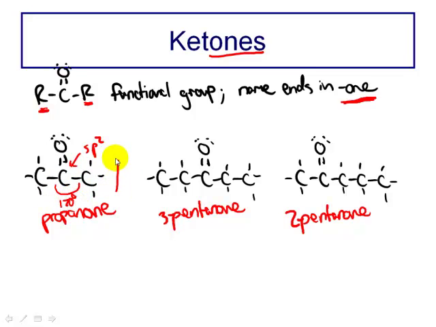And so this is again going to be a somewhat polar molecule where the negative end of the dipole is up here because oxygen has that high electronegativity, and then the positive end is going to be down here by the carbons. Okay? Those are what ketones are.